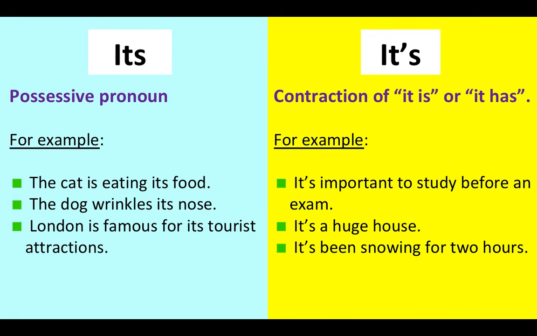If you're ever confused about which its to use, then think about whether the sentence would make sense if you included it is or it has. If it makes sense, then use the it's with the apostrophe. However, if the sentence doesn't make sense with it is or it has, then you know you have to use the possessive pronoun its.